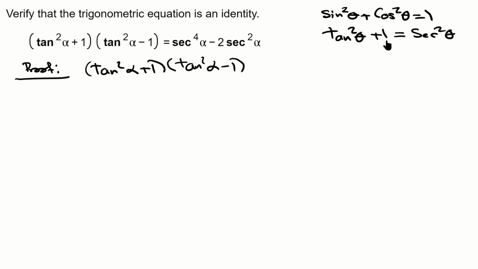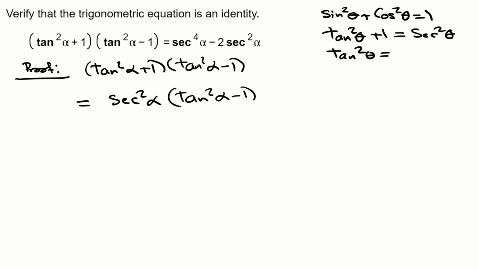We notice that the tangent squared theta plus 1 can be replaced with secant squared theta, so we get secant squared alpha times tangent squared alpha minus 1. From this identity, we notice that we can go ahead and take tangent squared and rewrite it as well. If we just take this identity and solve it for tangent squared theta, we end up with tangent squared theta equals secant squared theta minus 1.